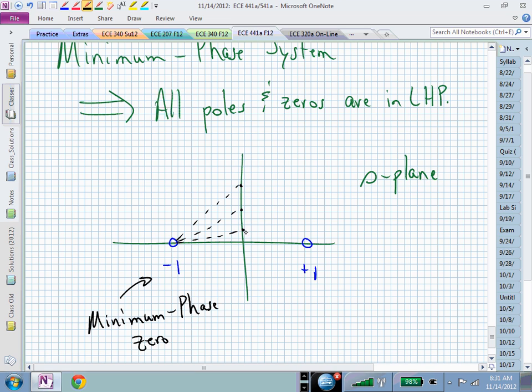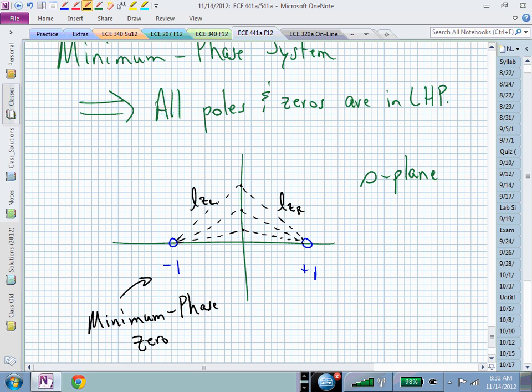Now, if I wanted to look at the magnitude, how is the magnitude related, let's say, between L sub z left and L sub z right? How do the magnitudes vary as a function of frequency between those?